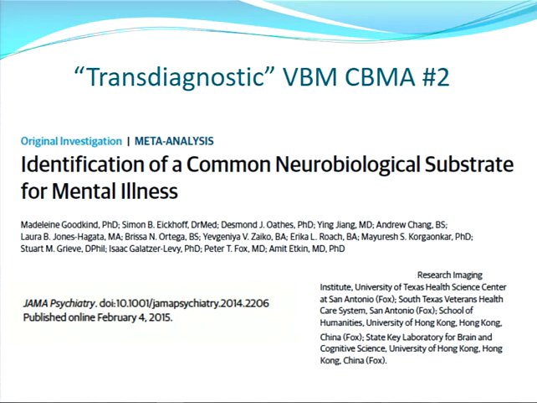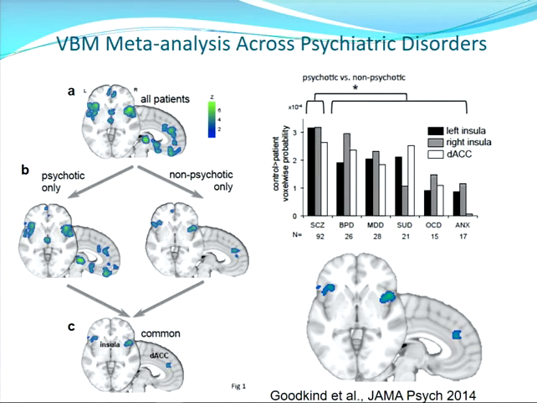Here's another one, identification of common neurobiologic substrates for mental illness. This one was kind of interesting, looking at all patients. This is kind of a meta-analysis, and then looking at psychotic and non-psychotic only, and they found common areas. And then they looked over here at where the controls were greater than patients. And this is a long analysis. But again, we're looking at coordinate-based analysis.